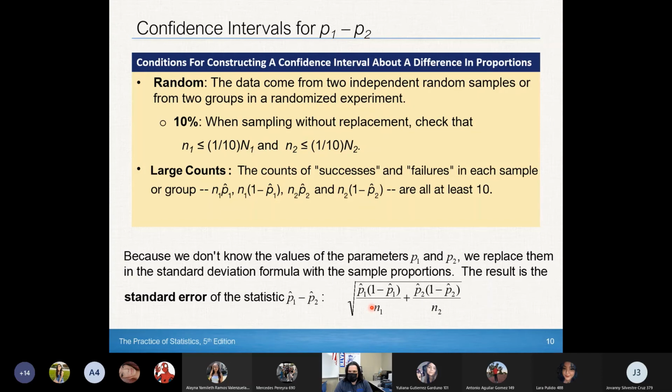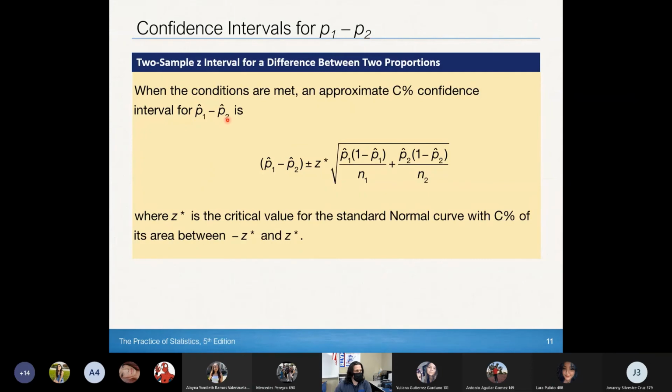So we then use the inference method, the 2 sample z interval for a difference between two proportions, when the conditions are met. An approximate C% confidence interval for p1 minus p2 is p hat 1 minus p hat 2 plus or minus z star times the square root of all this fun stuff, right? Our standard error here, where z star is the critical value for the standard normal curve with C% of its area between negative z star and z star. Right, so again, we would be using table A in this case, depending on our confidence percentage.